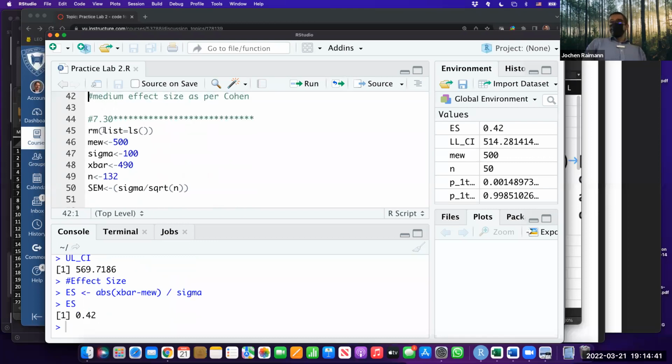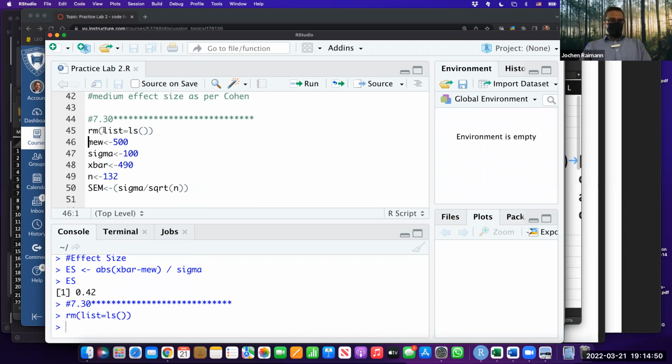So essentially all that was needed for this practice lab was to run this through, copied in a text file, and that's it. So nothing spectacular was expected.